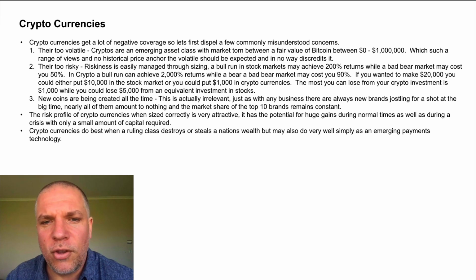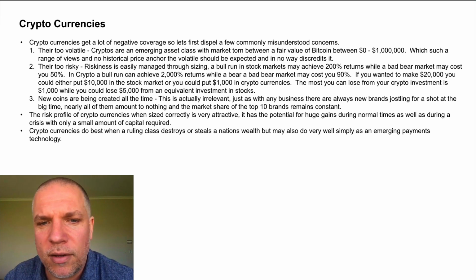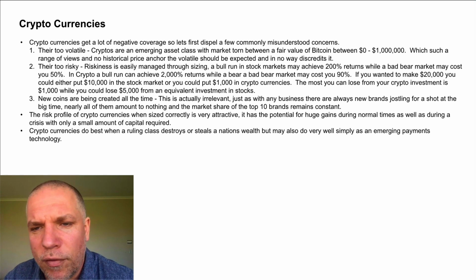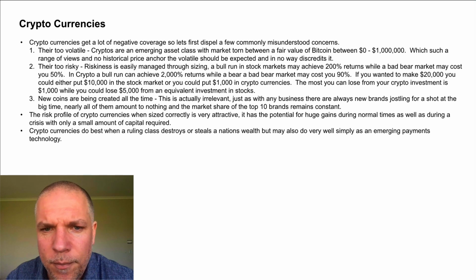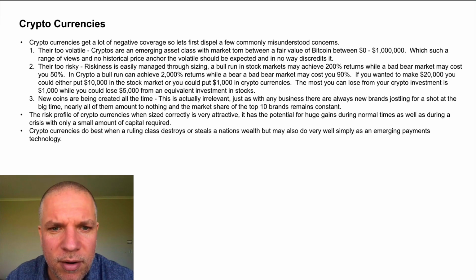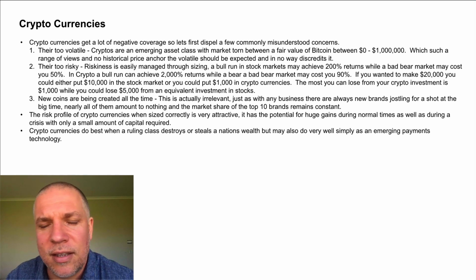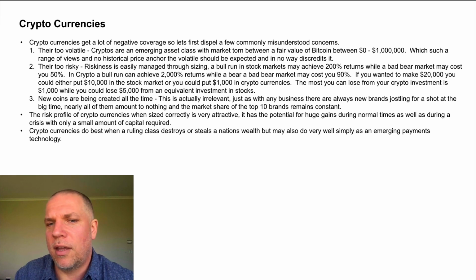So if you want to allocate an equivalent risk-weighted allocation to cryptocurrencies, you would just allocate 10% of what you'd allocate to equities. In other words, if you wanted to make 20,000 profit during a great bull run, you would need to put in 10,000 to the stock market, but you could potentially achieve that same return with just 1,000 in cryptocurrencies. Now, the beauty of that is the most you've got to lose in that instance is $1,000. Cryptocurrencies can only go to zero and lose you 1,000.